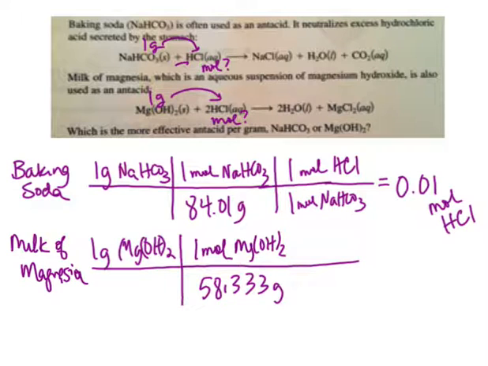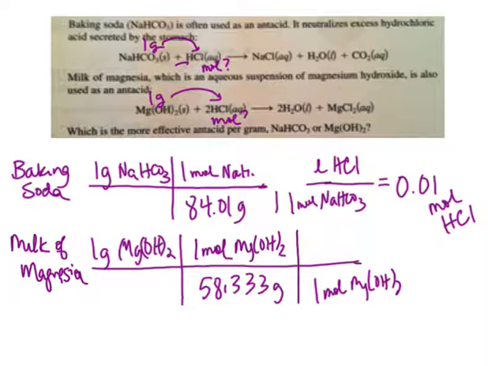58.333 grams. Now, some of you might have caught on and said, oh, there's more moles of acid, so obviously you need more of whatever. You really can't just look at it and tell because of the differences in the molar masses. You really just need to do the math to check. So our grams cancel. And then what's our ratio? For every 1 mole of magnesium hydroxide, we have 2 moles of HCl.